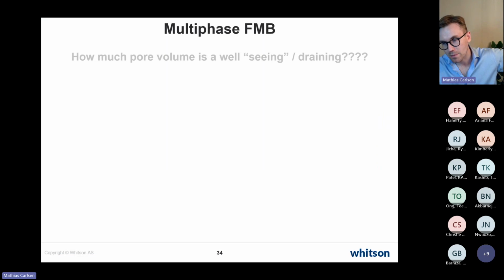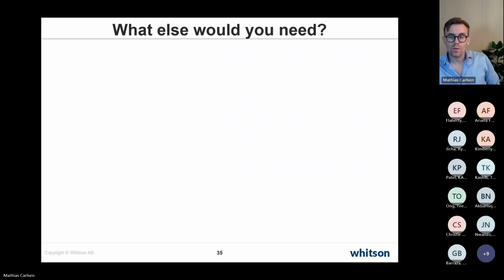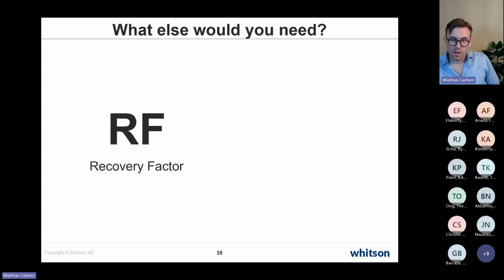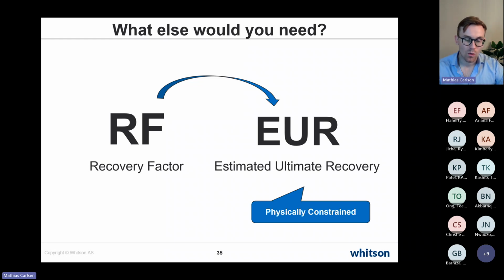So multiphase FMB gives you the size of the tank. That's what it gives you. But we still are missing one piece to give us an estimate of our EORs. And that's recovery factor. So if we have recovery factor and the contacted pore volume, that's how we get our EORs. And this EOR would then be physically constrained. So that's what that whole workflow is related to, and we're going to go through all the theory and details of that now.